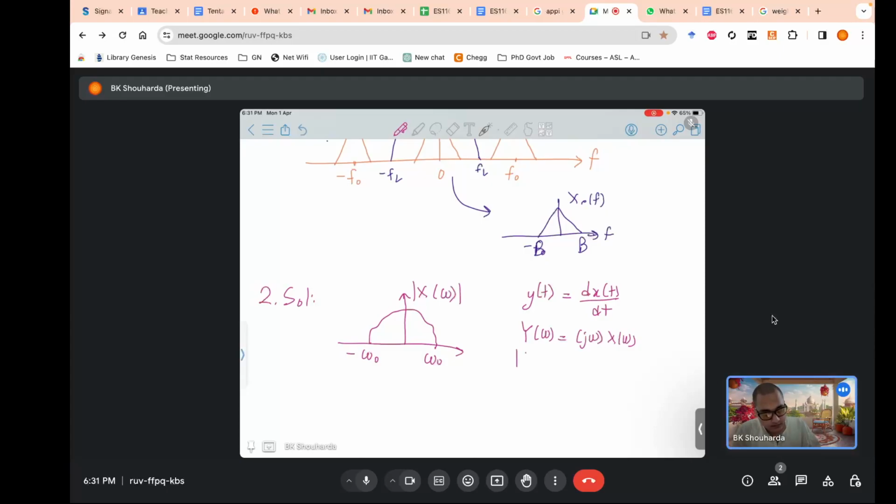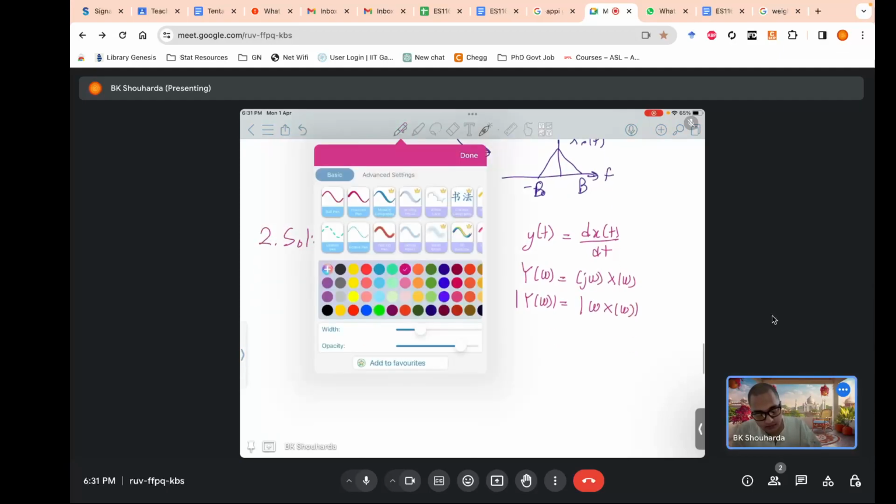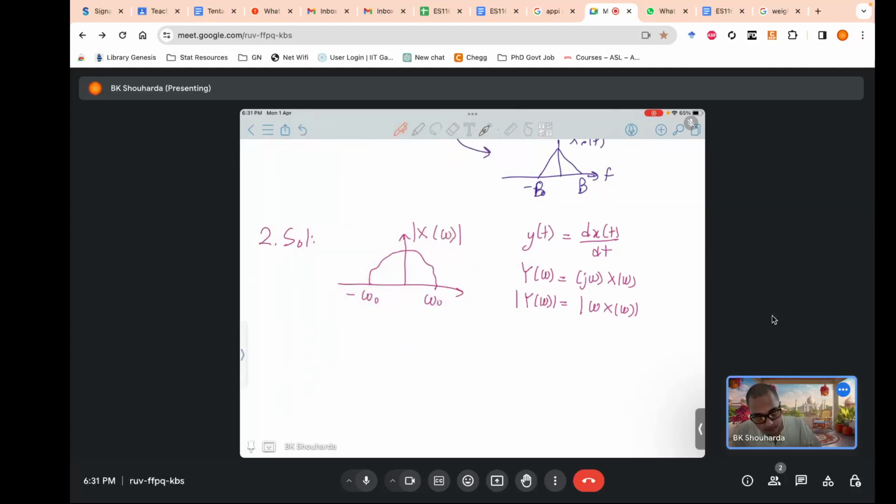So what is its magnitude? Y of omega equals mod omega times X of omega. So how will it look like in this case? We will be multiplying it with mod omega, right?